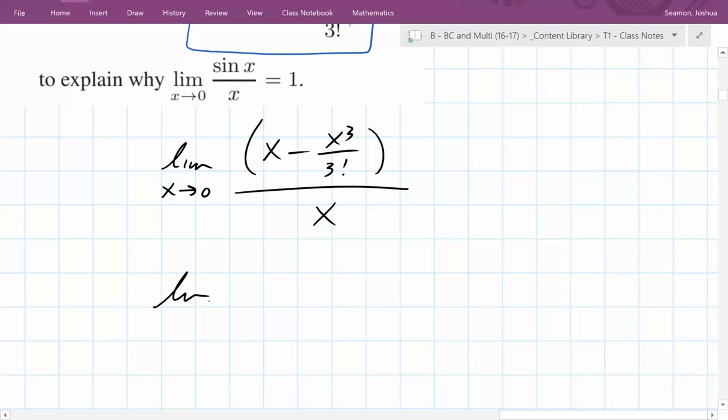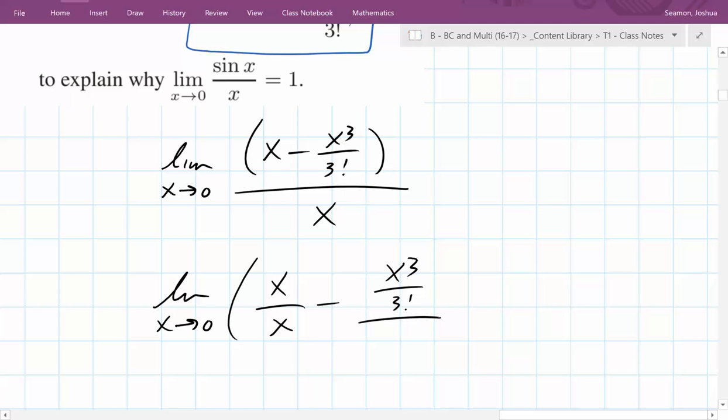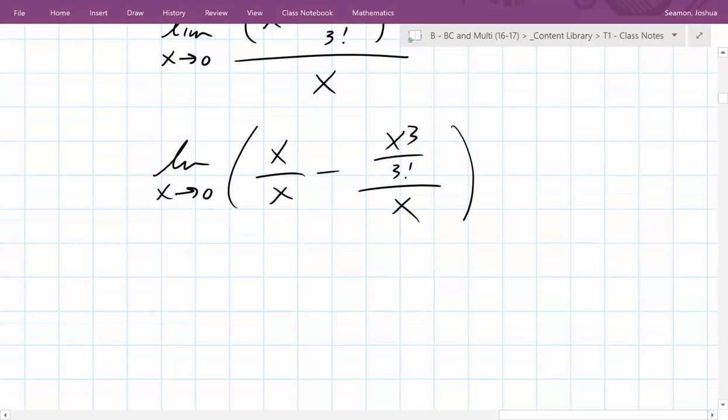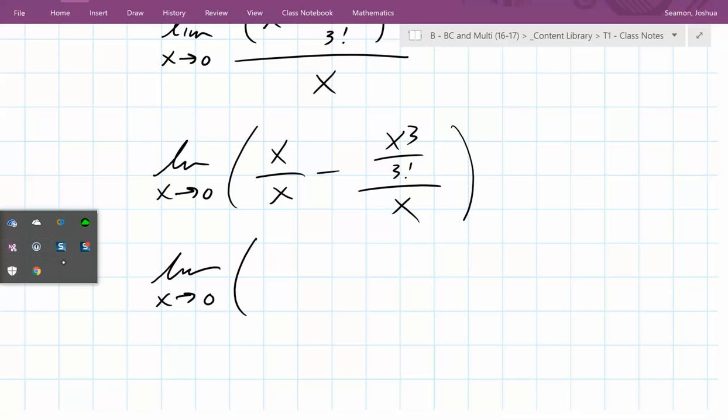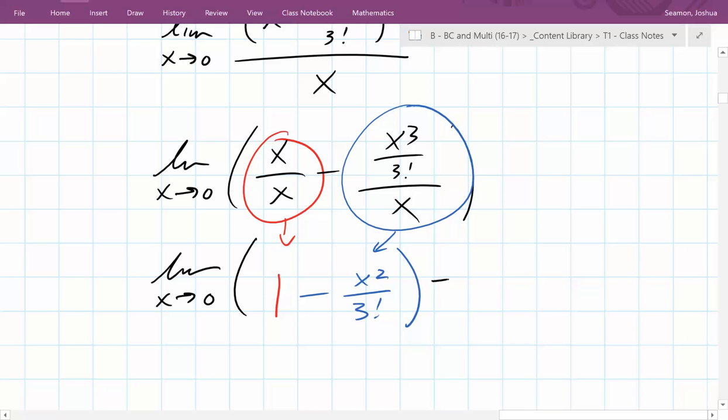So what's that going to be? The limit as x goes to 0 of x over x minus x cubed over 3 factorial over x. Do you agree? I'm just doing algebra right now. So what does that simplify to, Chip? What does that limit go to? 1. There it is. You have to do the algebra first and then do the limit. So we use that approximation and it comes out to 1, which is pretty cool.